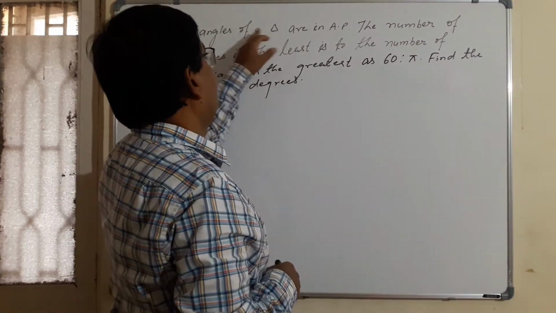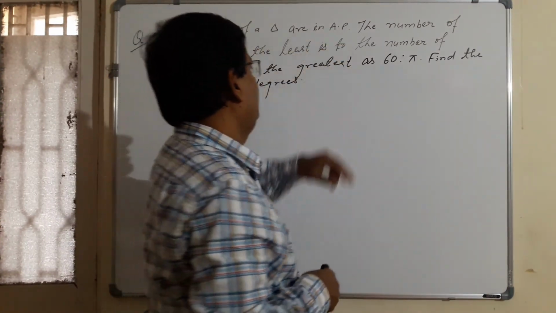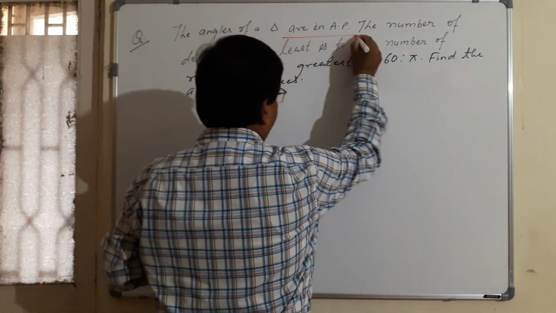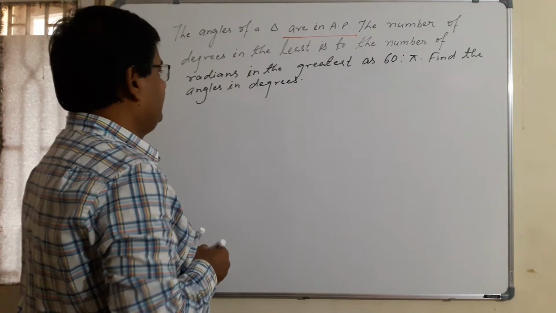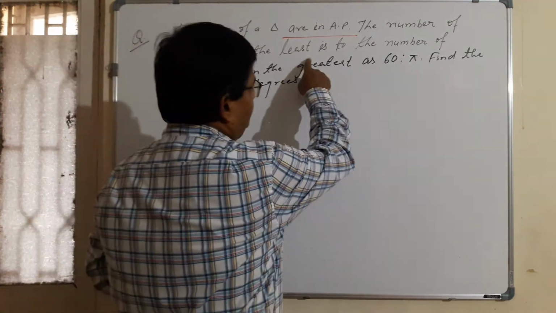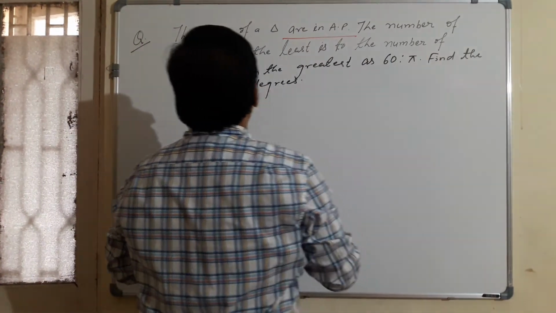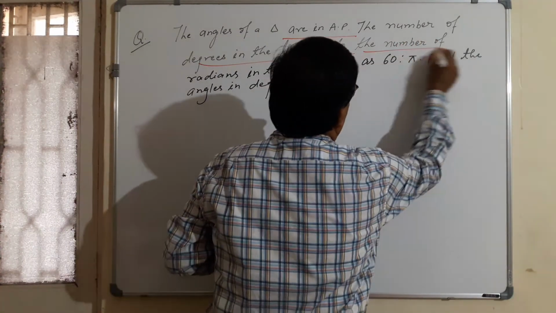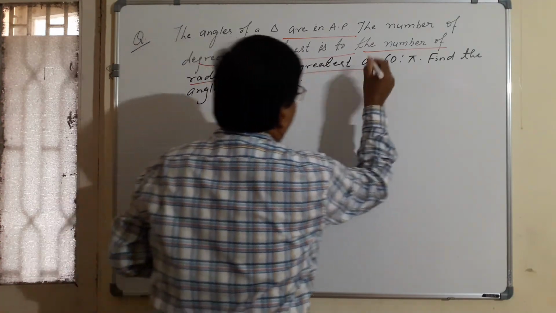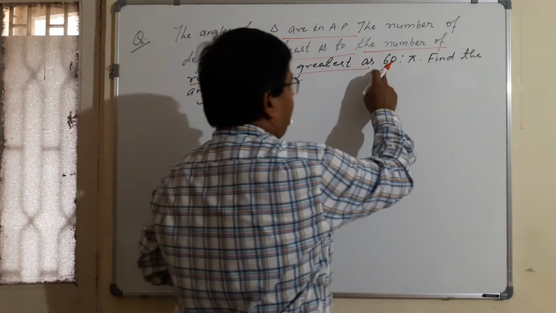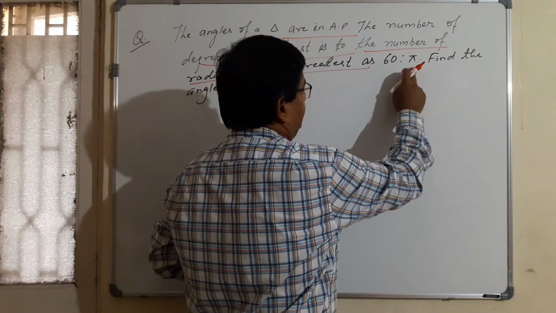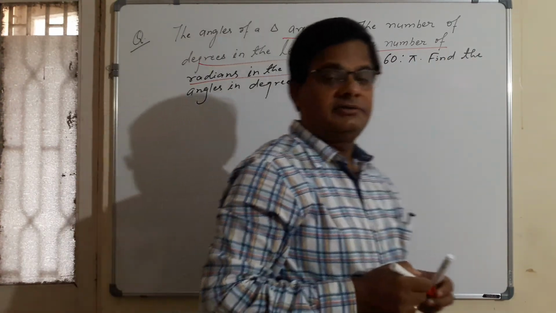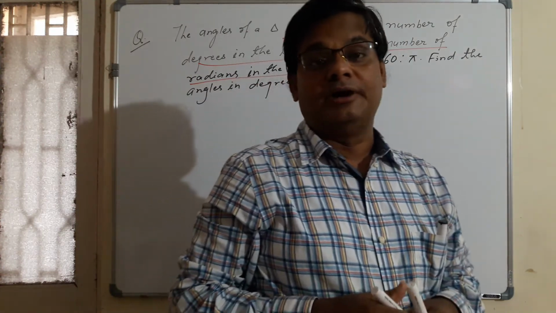The angles of a triangle are in AP. The number of degrees in the least is to the number of radians in the greatest as 60 is to pi. Find the angles in degree. You have to find out the angles in degree.